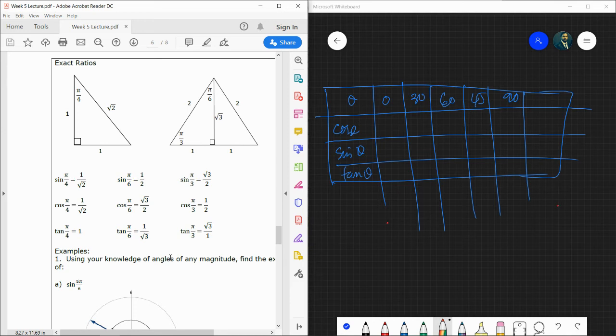Now one last thing on this, which is how to convert this to radians. You already know, so you can do the conversion, but I'll just quickly give you.